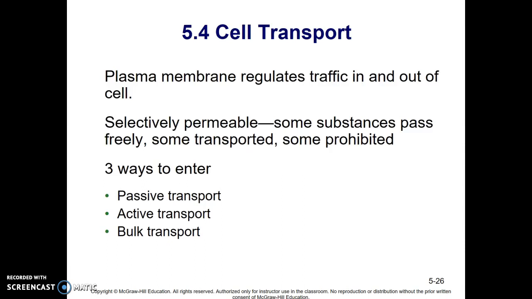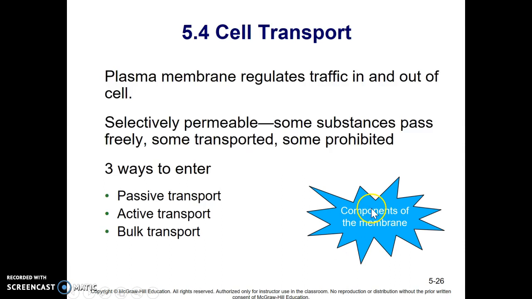And it's based on size, it's based on charge, it's based on a few factors. And I'm not going to go into all those factors, but I do want you to know that there's 3 main ways to enter the cell: passive transport, active transport, and bulk transport. So I've got a couple slides on each of these, plus some pictures that we'll look at. Okay? And so again, I want you to remember that it's because of the components of the membrane, like the phospholipid bilayer and the proteins that are embedded in the plasma membrane, that enable this property of being selectively permeable.